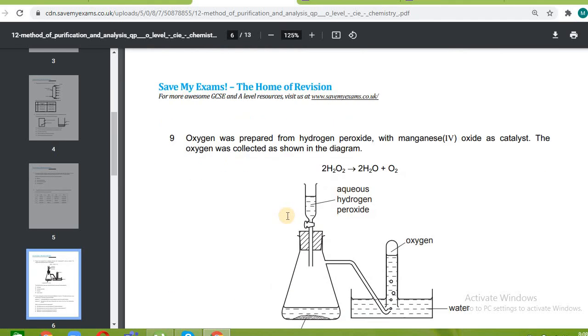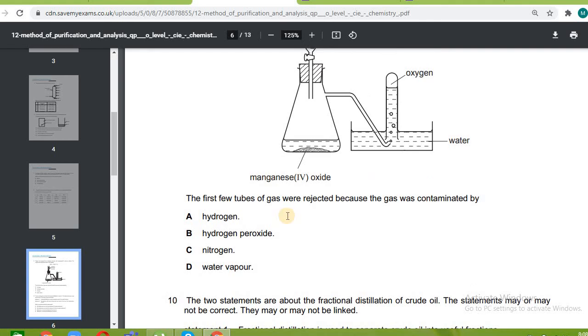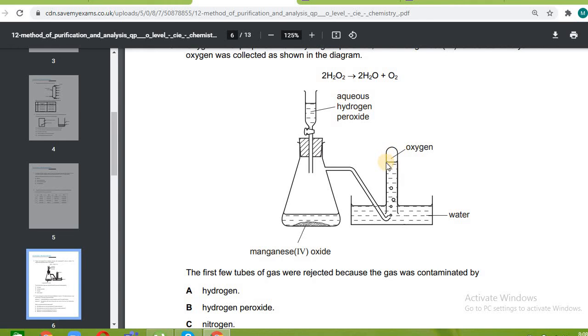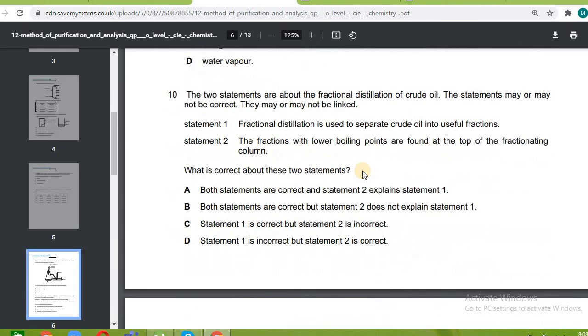Question number 9, oxygen was prepared by this method and the first few test tubes have been rejected. They are asking why. Let me tell you that the test tube which has been inverted over a trough of water contains some air in it. This air contains 78% nitrogen. So we have to reject the first few tubes because they would be containing nitrogen. So the correct answer is charred.